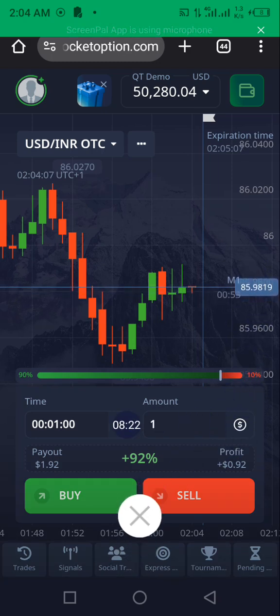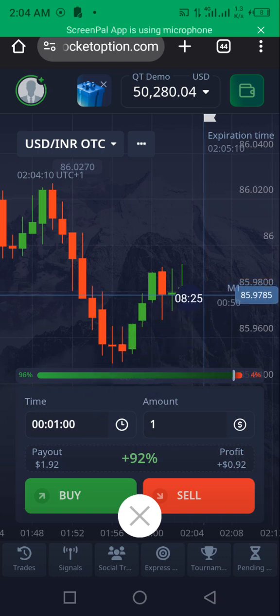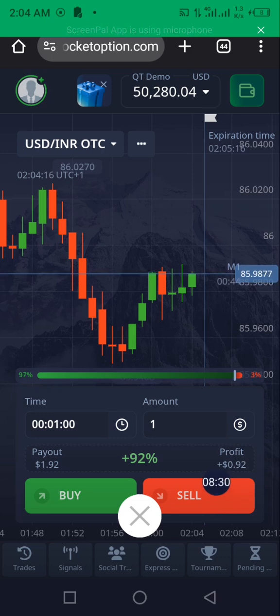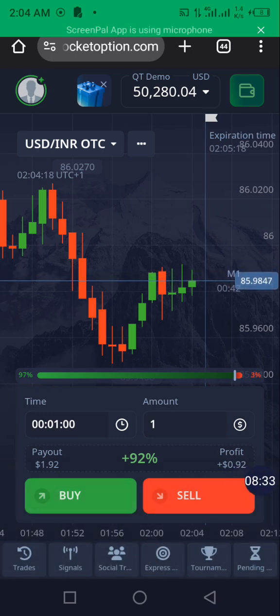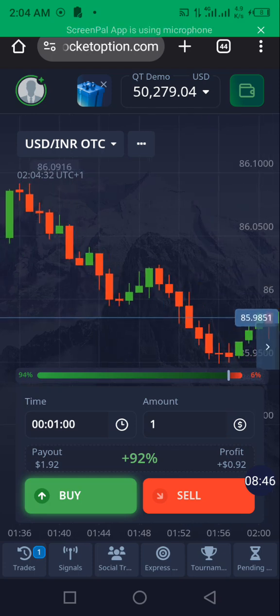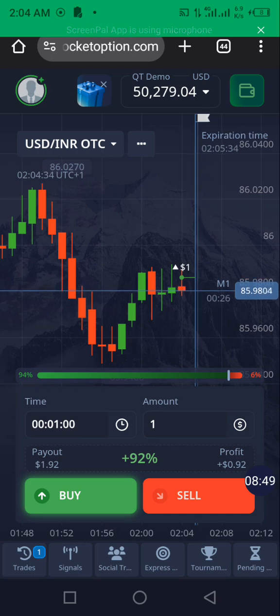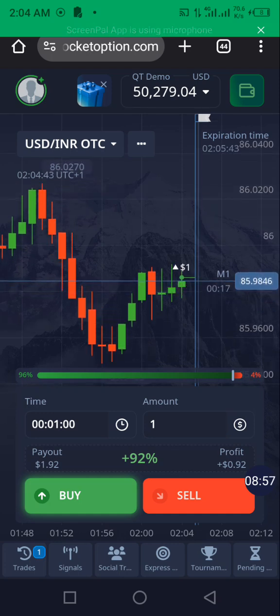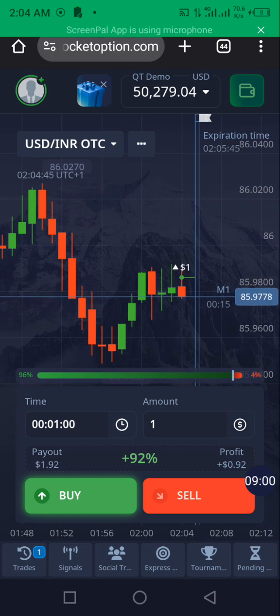Let me assume that this is 1 minute. When it says sell, you click on the red button. When it says buy, you click on the green button. Let me assume that this signal is a buy signal. We just click on buy. When you click on buy, the trade has been activated. You see the trade running on the chart. It's as simple as that. This is a 1 minute trade I just triggered.